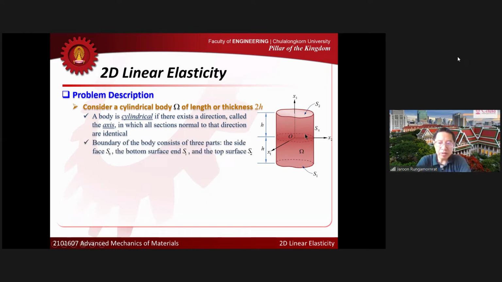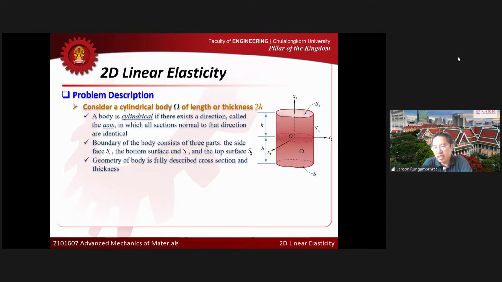Okay, how about the boundary? Again, the boundary of the body consists of 3 parts, right? The side face, okay, I use the same symbol as the previous problem. I use S pi here to represent the side face. And the top and bottom surfaces, I will use the symbols S1 and S2. So S1 here represents the bottom surface and S2 represents the top surface. Okay, so we have 3 portions of the boundary here.